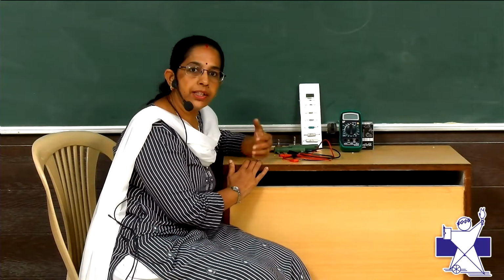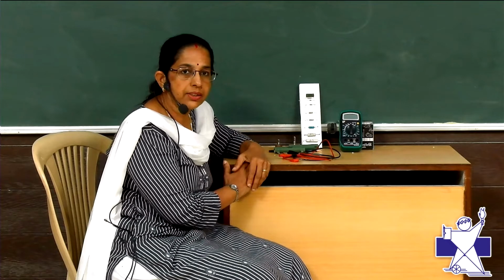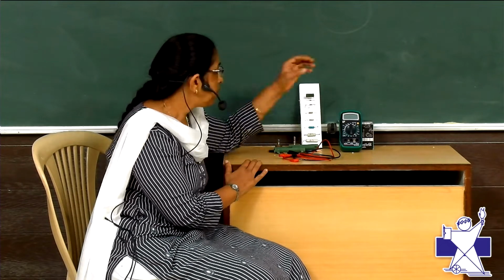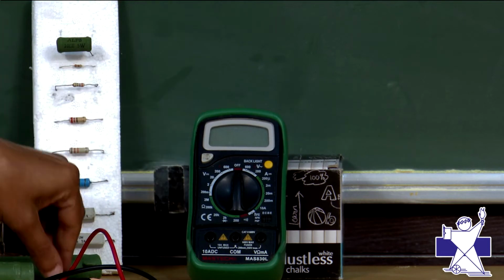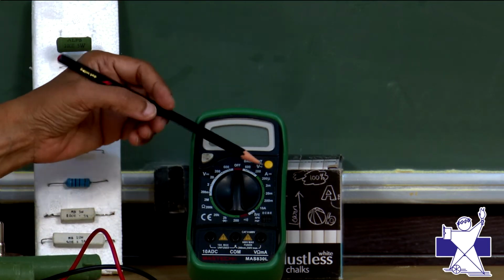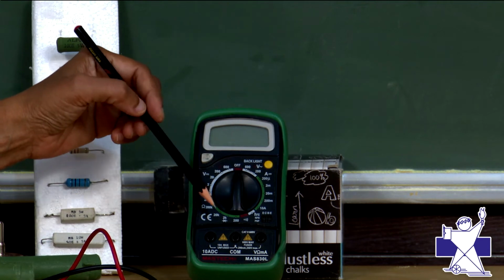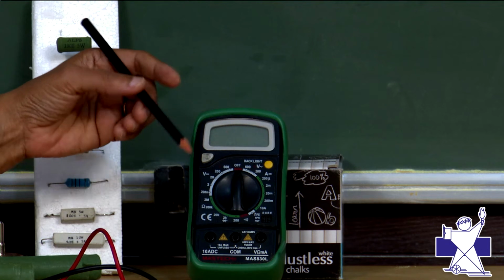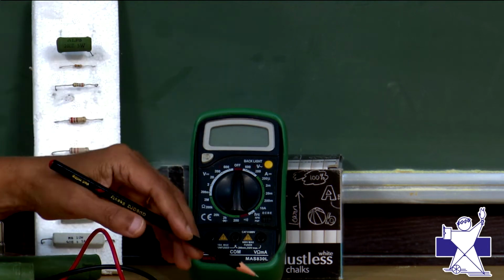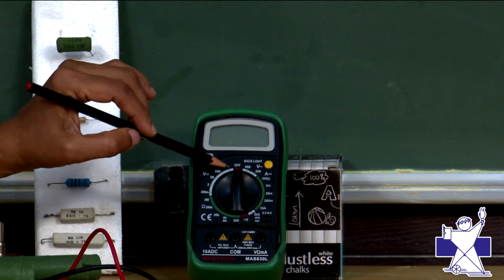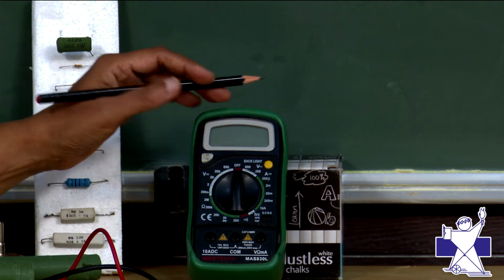Now before seeing about the different type of resistors, we will see first of all the multimeter. A multimeter is a device which measures AC or DC voltage, which can measure current, which can measure resistance, which can check the connectivity of the wires. And let's see the scale here. This is very important.